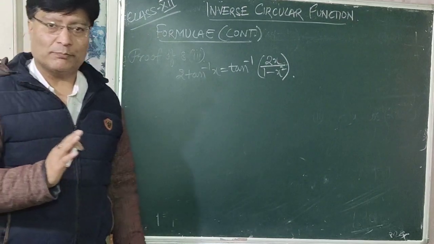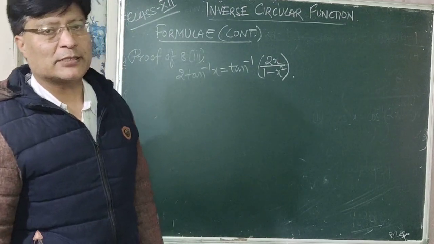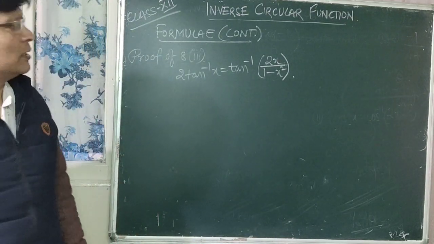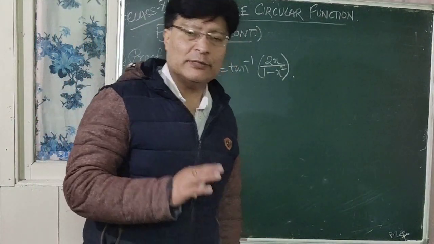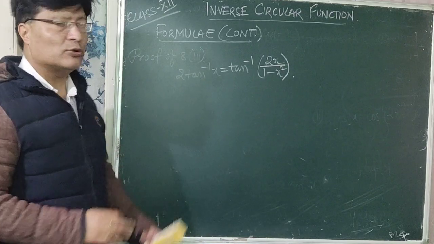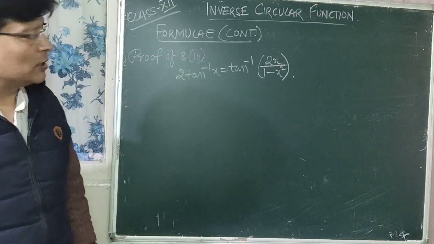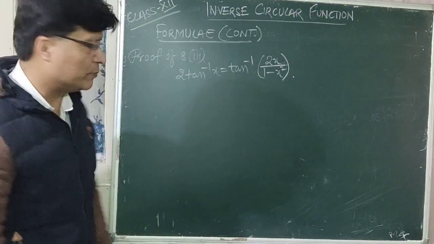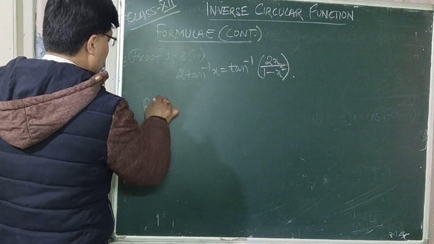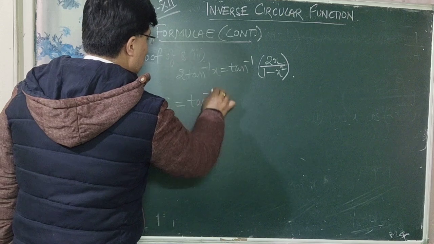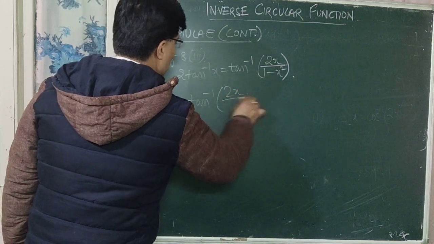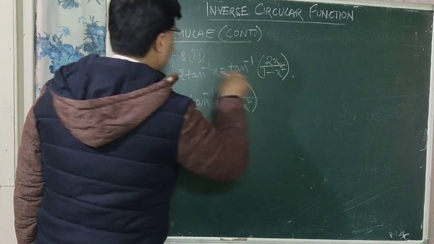But you must also remember it, remember it from both sides. 2 tan inverse x is equal to tan inverse within bracket 2x upon 1 minus x square, or it may be tan inverse 2x upon 1 minus x square is equal to 2 tan inverse x. Alright? So let us prove it from right hand side now. So RHS is equal to tan inverse 2x upon 1 minus x square.